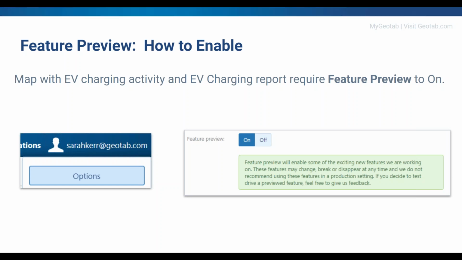So the two features that need feature preview to use them right away are the map with EV charging activity and the EV charging report. So we are essentially releasing them first as feature preview in order to work out the kinks and to make sure the firmware gets a little bit more robust. And then we'll be releasing them more widely outside of feature preview.